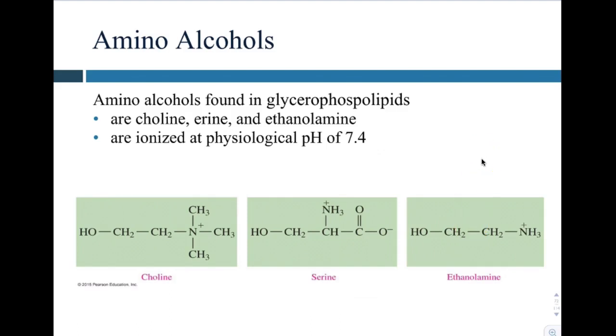Again, I'm not going to have you name these or memorize them, know that they're at a pH of 7.4. I just want you to know that it's a thing. You should be able to tell it has two parts, an amino part and an alcohol part, and you should know what that means.